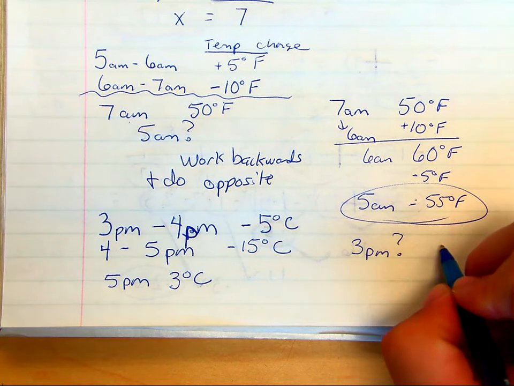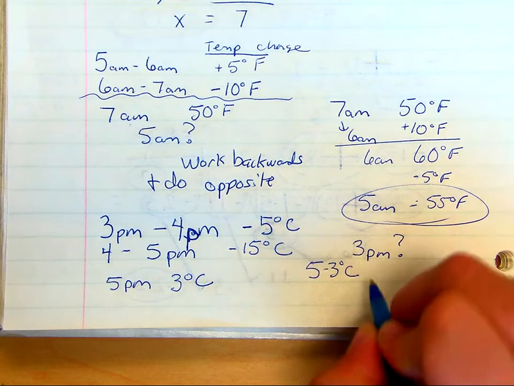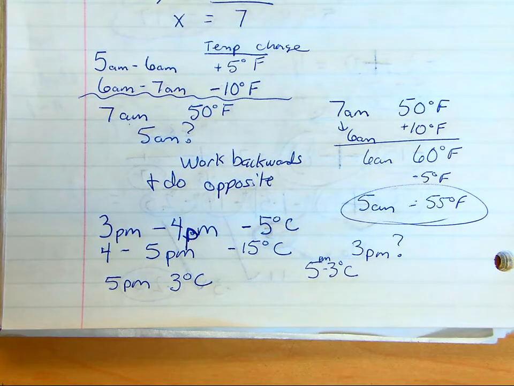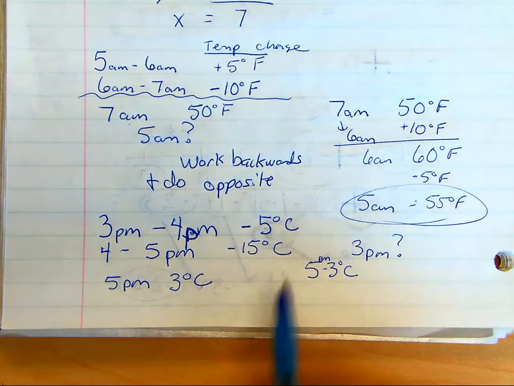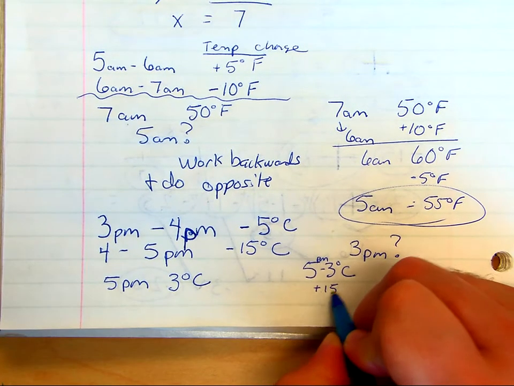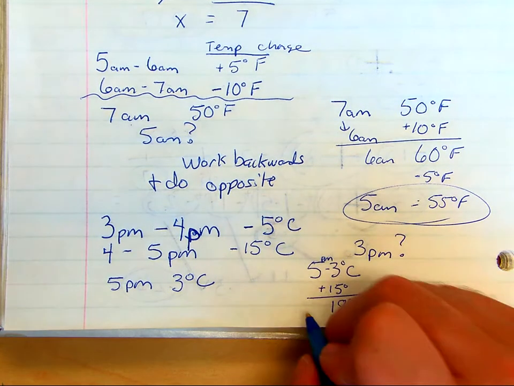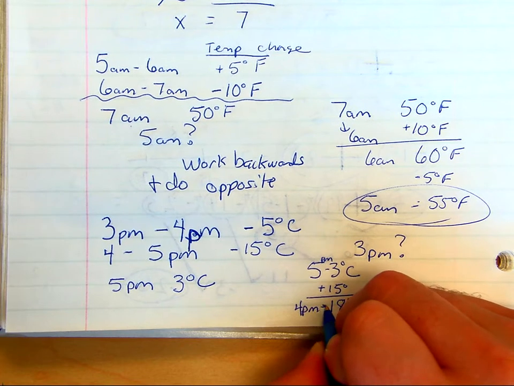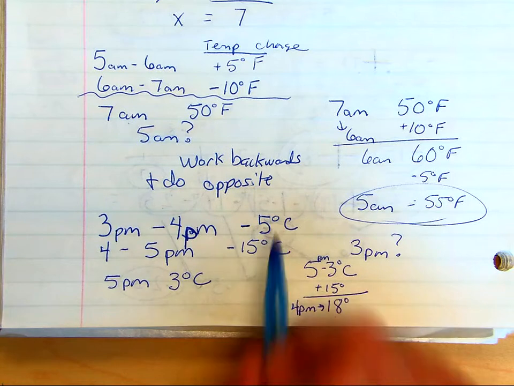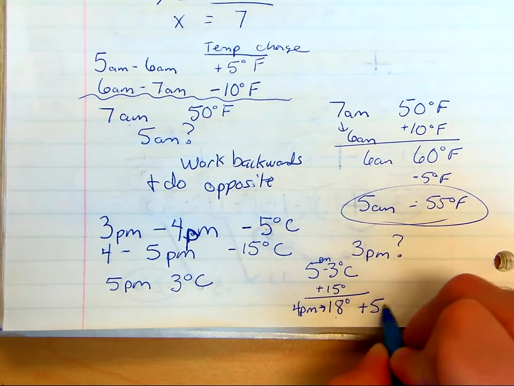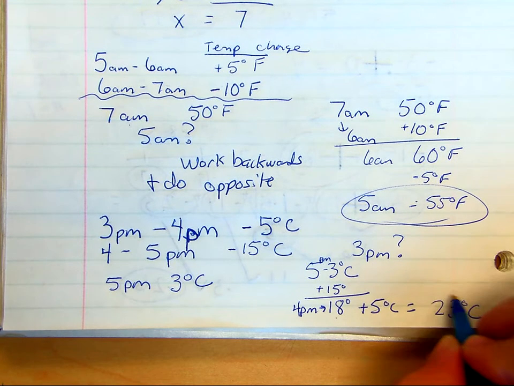So if at 5 p.m. it's 3 degrees Celsius, then to go back to 4, I need to add 15. So I'm at 18 degrees. So that's giving me the temperature at 4 p.m. And then to get from 4 to 3, I need to add 5 degrees. So that's getting me to 23 degrees Celsius at 3 p.m.